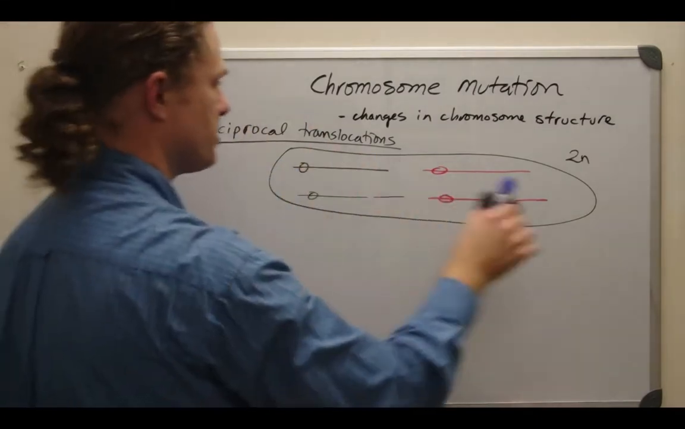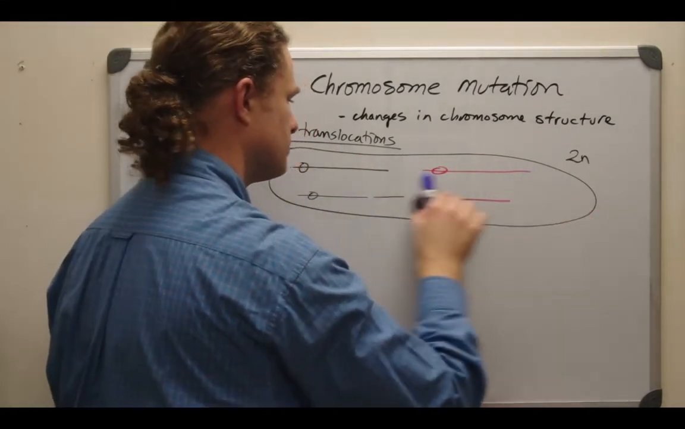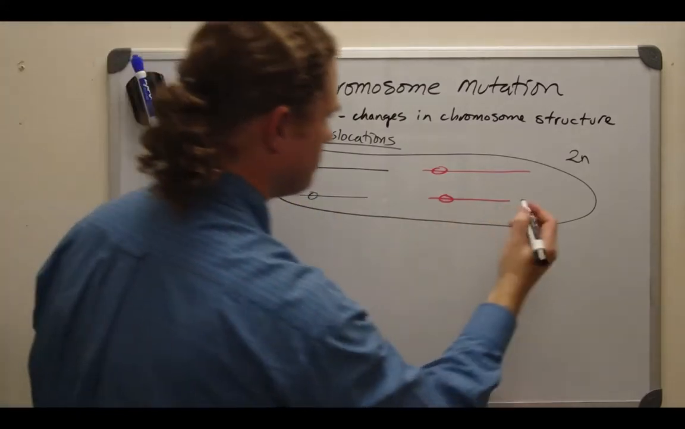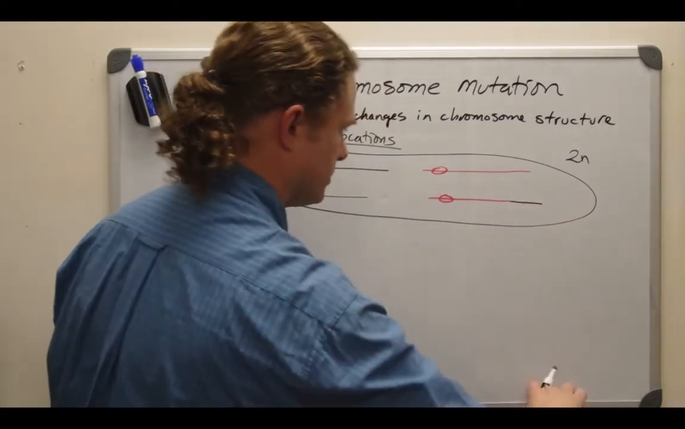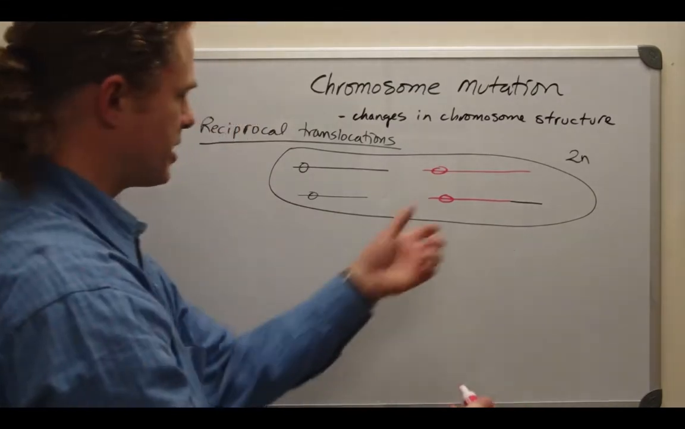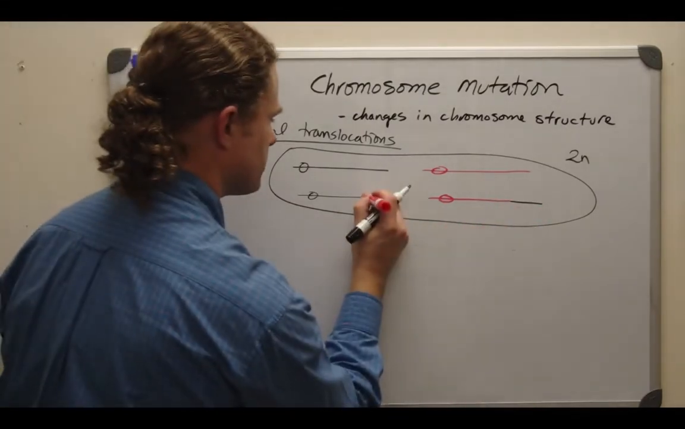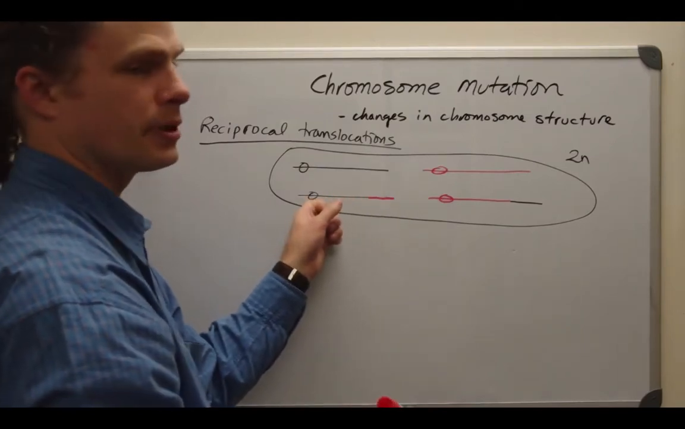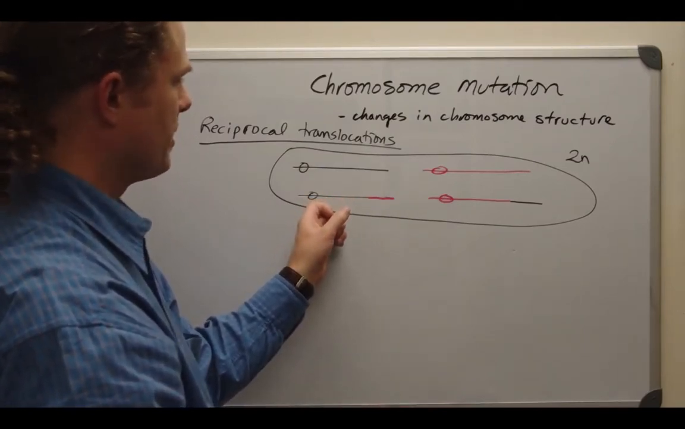So what I'll do is I'll simply just draw that. So now this red chromosome has the tip of the black chromosome physically attached to it, and likewise over here, the red chromosome tip is now attached to the centromere of the black chromosome.